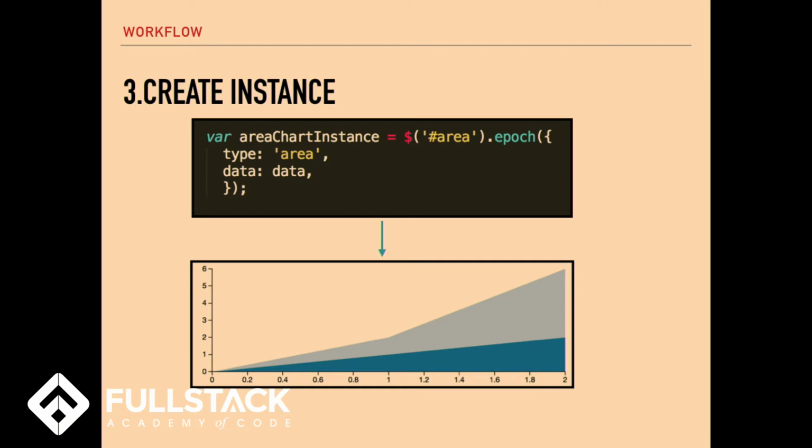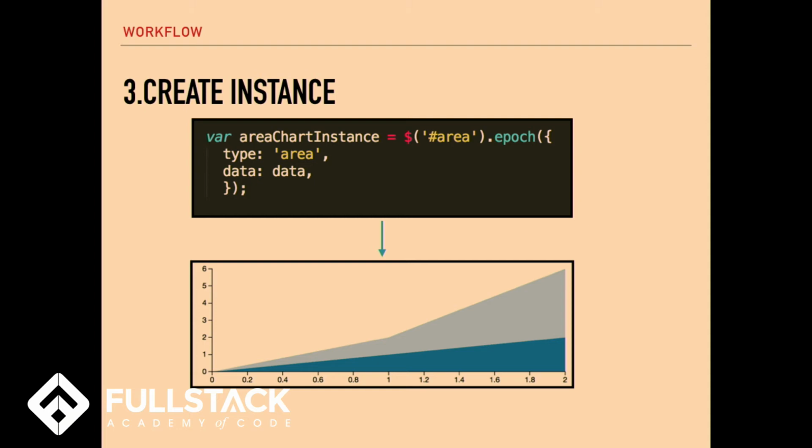Finally, we combine steps 1 and 2 and create our actual instance. In our actual instance here, I've called it our area chart instance because I'm making an area chart. I select our container, which had the ID of area, and then I use the epoch method and specify two pieces of information. The first is type, which basically tells Epoch what kind of chart you want rendered. And the second is our data, which we just explained in the other slide.